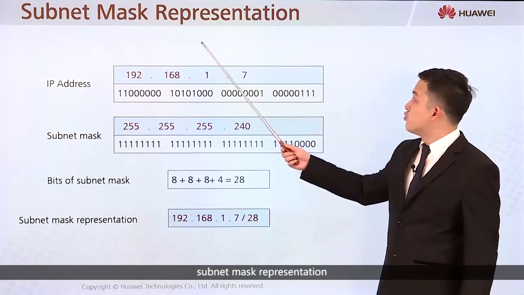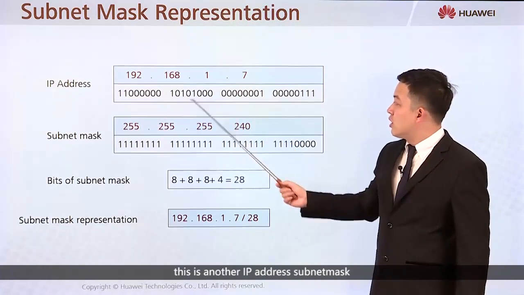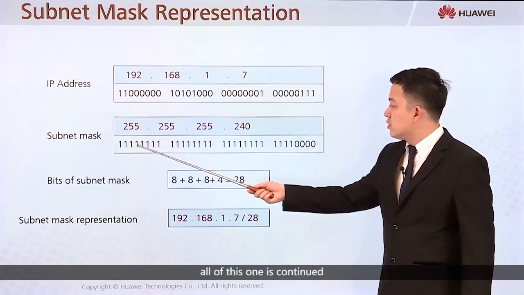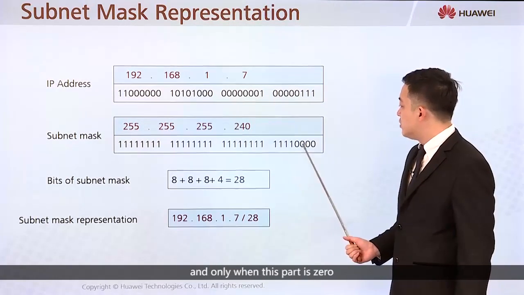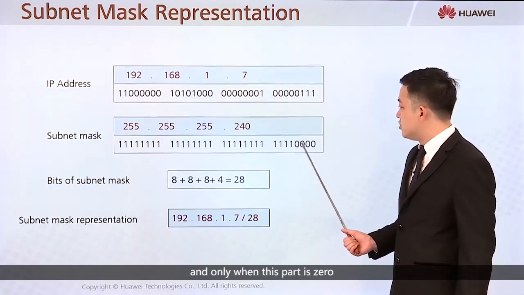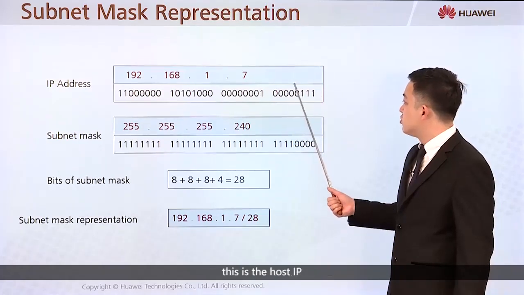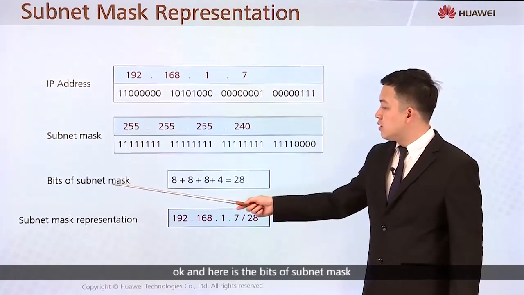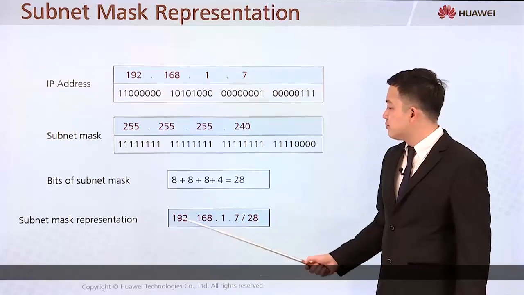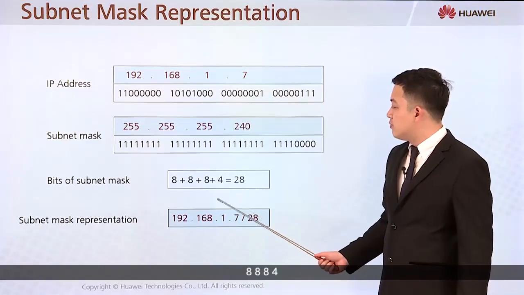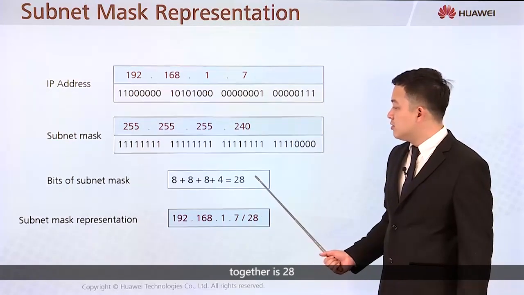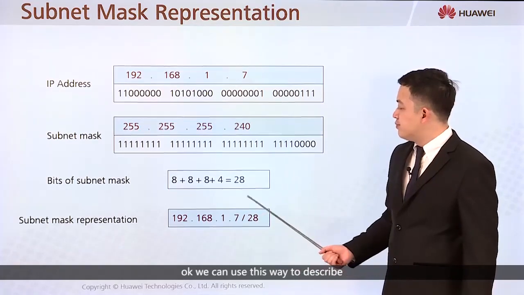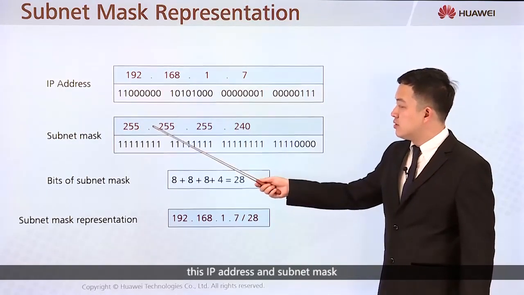Subnet mask representation. This is another IP address and subnet mask. Here you can notice all of this is continuous. And only when this part is zero, this is the host IP. The other part is all network part. Okay, and here are the bits of the subnet mask. 8, 8, 8, 4. Together is 28. That is /28. We can use this way to describe this IP address and subnet mask.